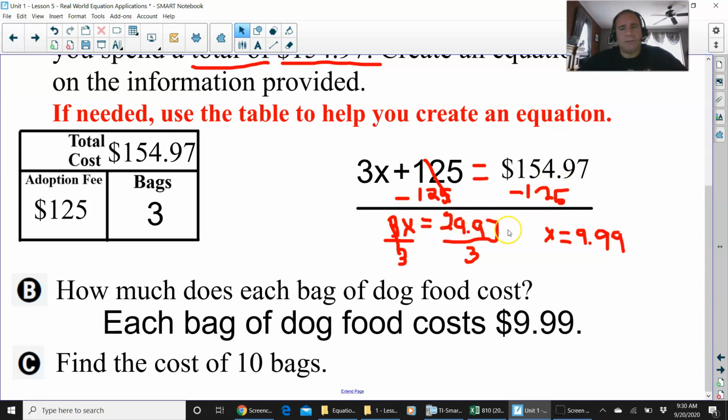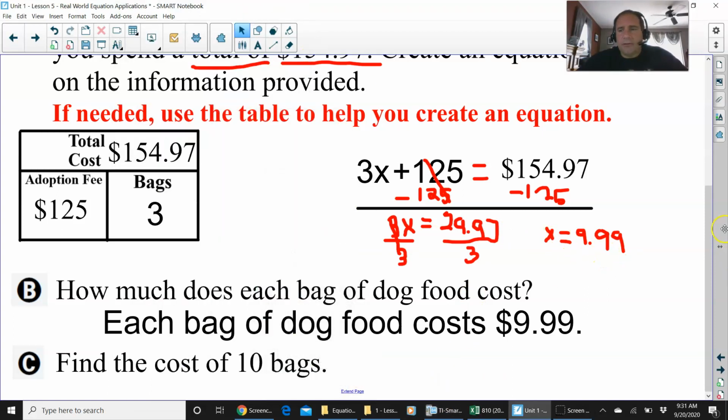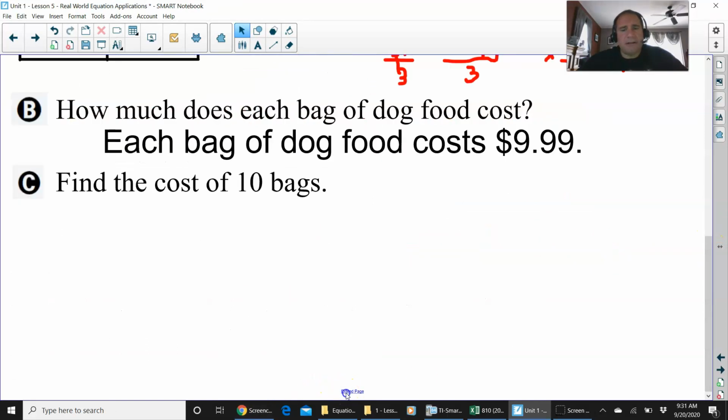154.97 minus 125 is 29.97. Hopefully you used a calculator for that. And you divide it by 3, you get 9.99. So the answer to B is each bag costs $9.99.